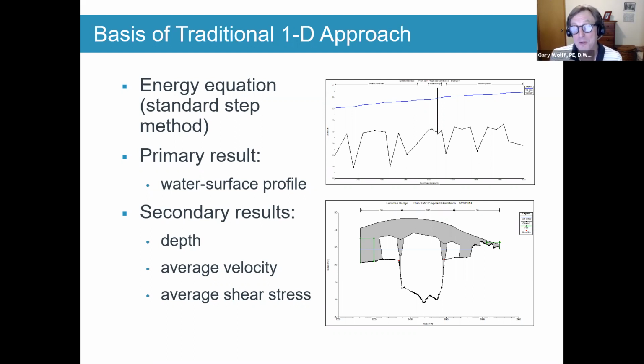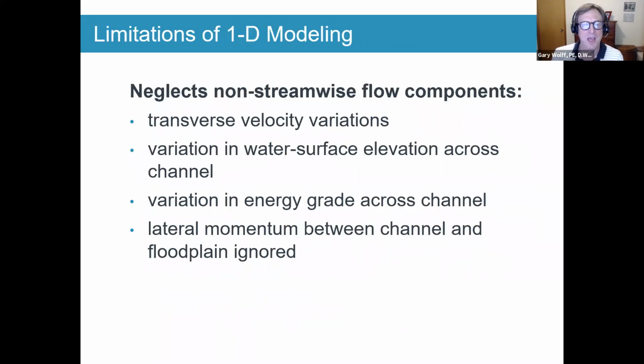While this works well for a lot of streams, the assumptions that go into this sometimes can be a problem on more complex waterways. The big things that are missing here is that with a one-dimensional model, we don't see anything that's going on transverse to the flow. So things like transverse velocity variations or variations in the water surface elevation. We're assuming a constant water surface, and variations in the energy grade. And the flow doesn't know what's going on internally to the flow. So there's no momentum exchange between fast-moving water and slow-moving water. It's all sort of one stream tube, if you will.